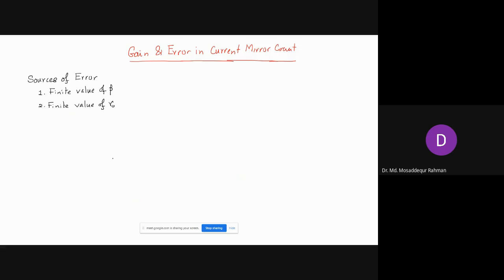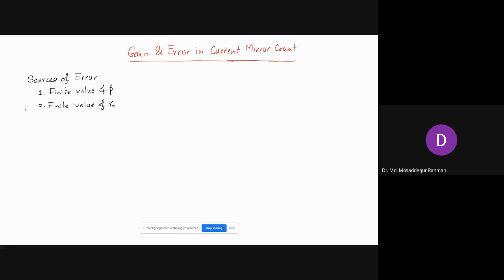So now we have discussed the concept of the current mirror circuit, how they can be used to bias the transistors and the amplifiers. Now we discuss the performance of the current mirror circuits, how we evaluate it. The performance of the current mirror circuits is determined by these two factors, gain and error.